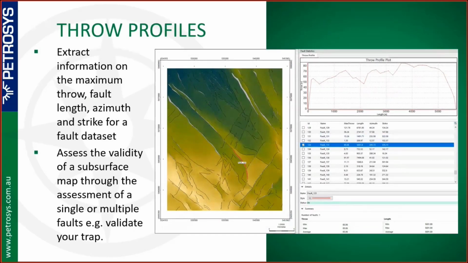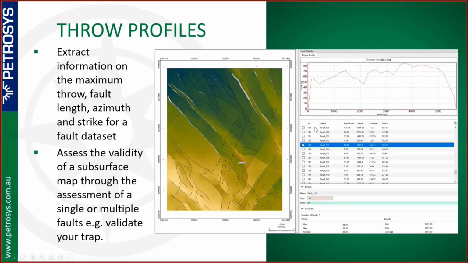So I'm going to go into a bit of this in a bit more detail. First of all, to mention the throw profile. This is the profile that you'll see at the top of the tool, and that will display across the length of a fault the throw experienced along the length. It allows you to assess the validity of a subsurface map through the assessment of a single fault or multiple faults.